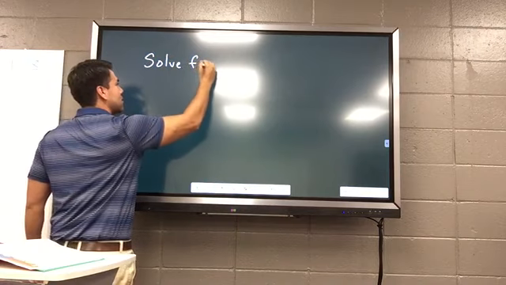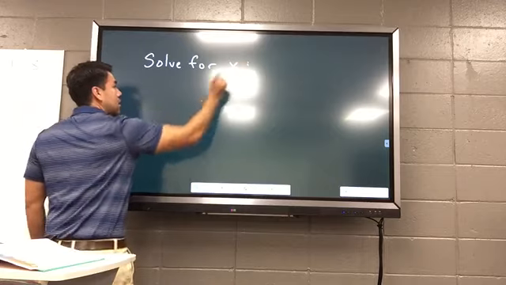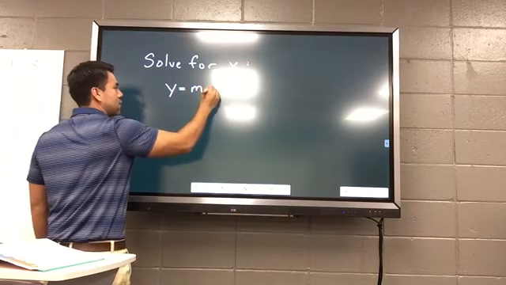Solve for x. Does anyone know what that formula is about?